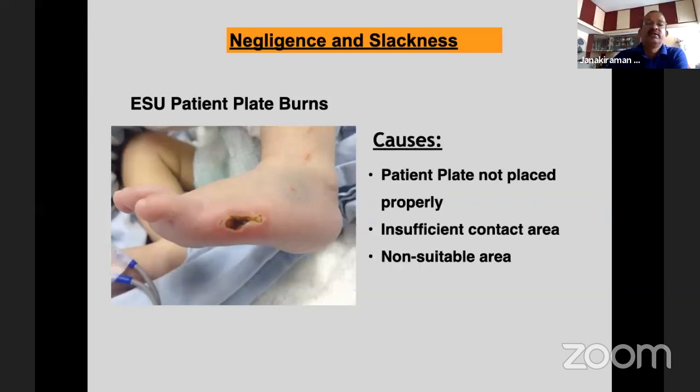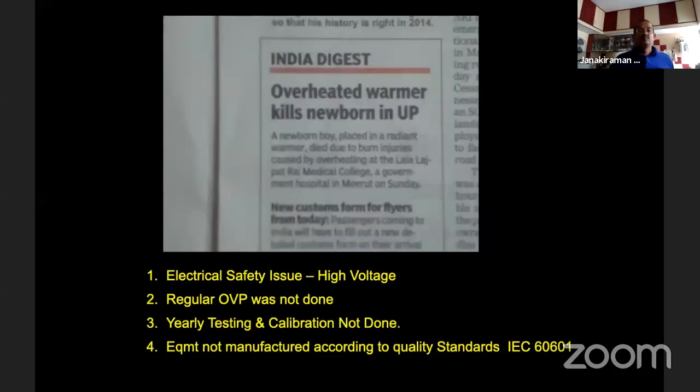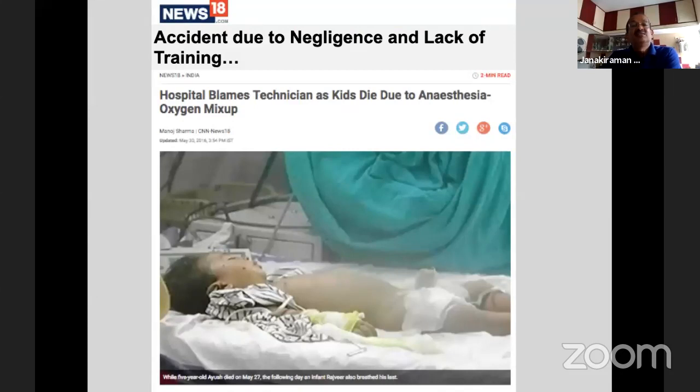ESU patient plate burn, a small baby. The patient plate is not kept properly. The surface area has become less. Patient is the cathode and the cautery machine is the anode. The current was passing through the patient for the purpose of cutting, coagulating, and fulgurating. And when the surface area is reduced, concentration of current is more, and the baby is burned. It could not cry because it was under anesthesia. Electrical safety failure, poor quality standard, babies, hospital accidents due to negligence.